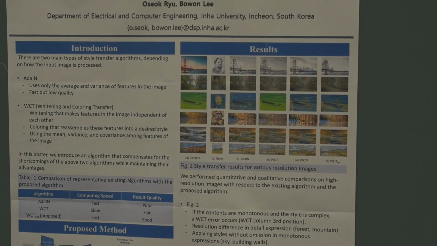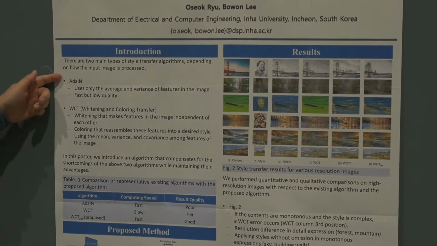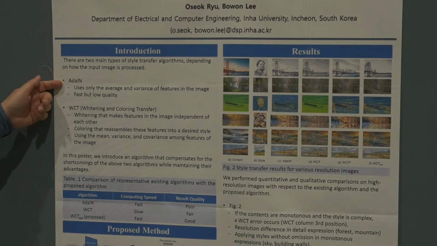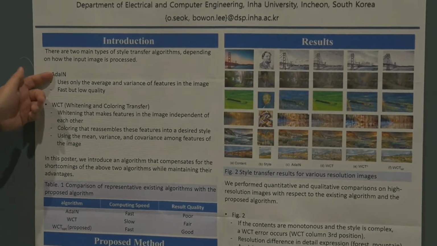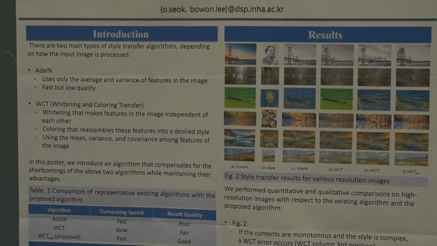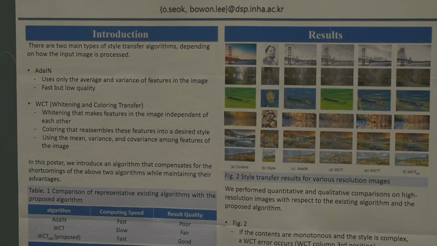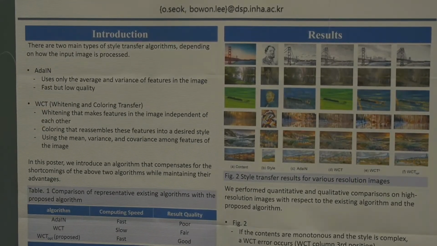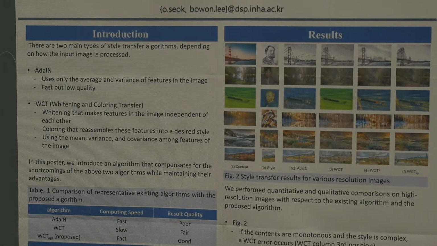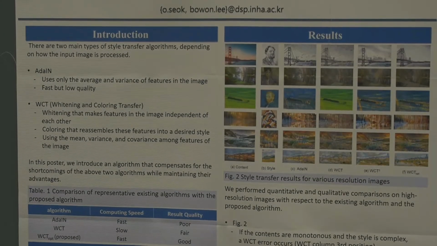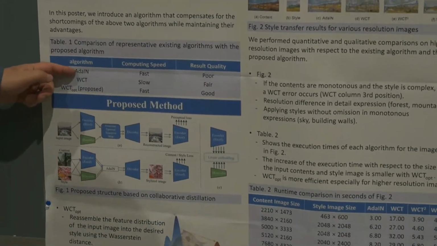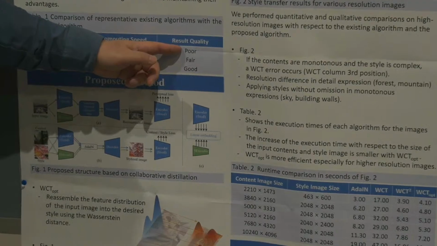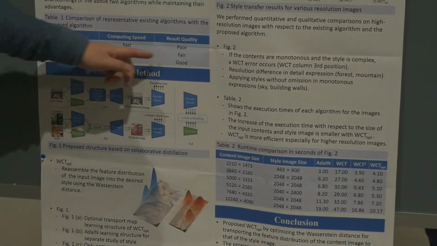So let me talk about two representative works on image style transfer. The first one is called AdaIN, and the second one is called WCT. AdaIN uses the mean and variance of features of the image, so it's very fast, but it has low quality. WCT does the whitening, so that the features are independent of each other, and then uses the mean, variance and covariance of the image features. Okay, so this is a brief summary of the existing algorithms. AdaIN is fast, but has poorer quality. And WCT is slow, but has better quality.